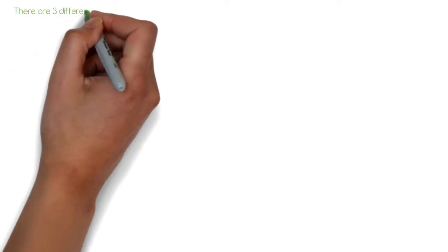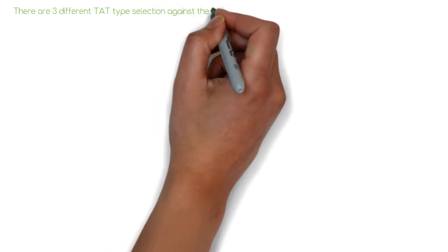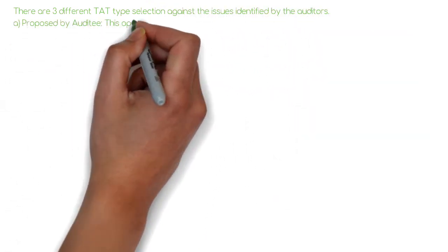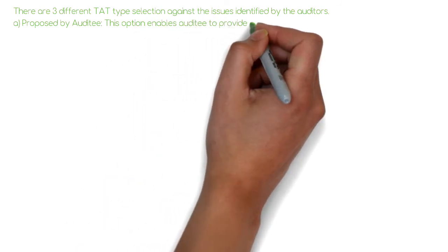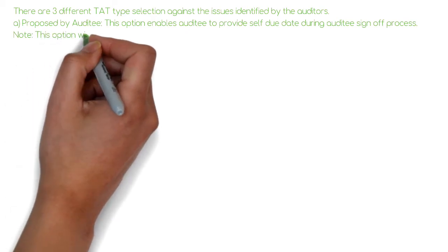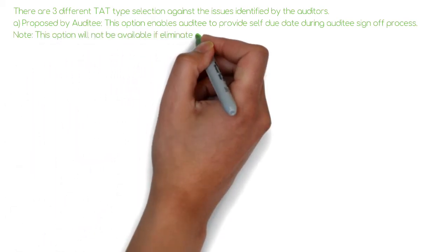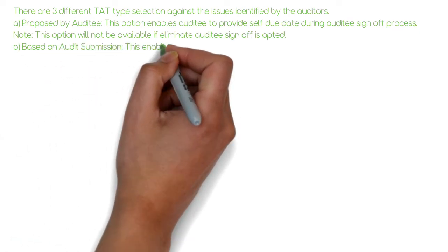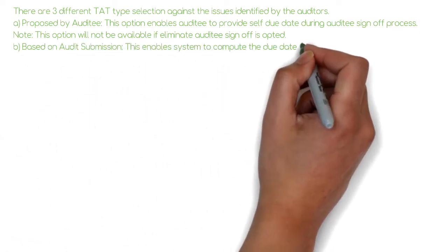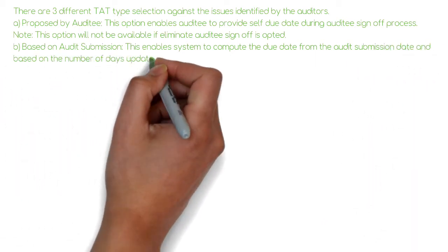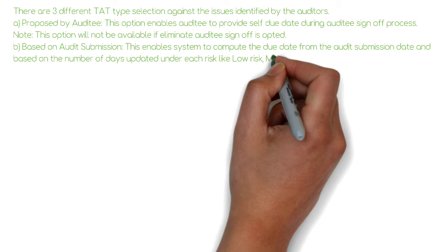There are 3 different TAT type selections against the issues identified by the auditors. A. Proposed by auditee. This option enables the auditee to provide a self-due date during the auditee sign-off process. B. Based on audit submission. This enables the system to compute the due date from the audit submission date and based on the number of days updated under each risk, like low risk, medium risk, high risk, and zero tolerance.